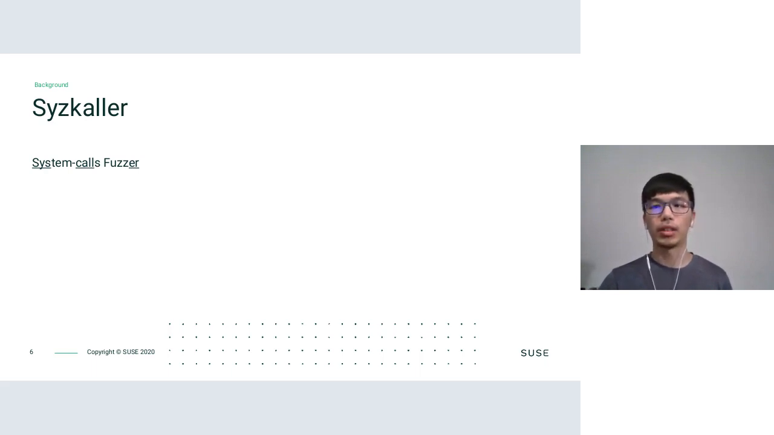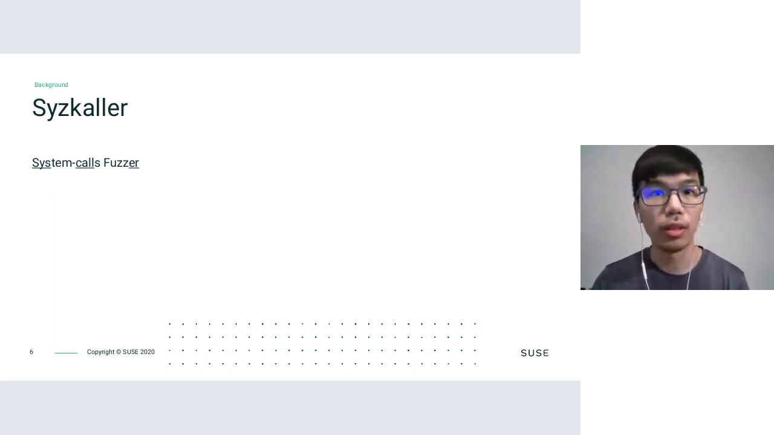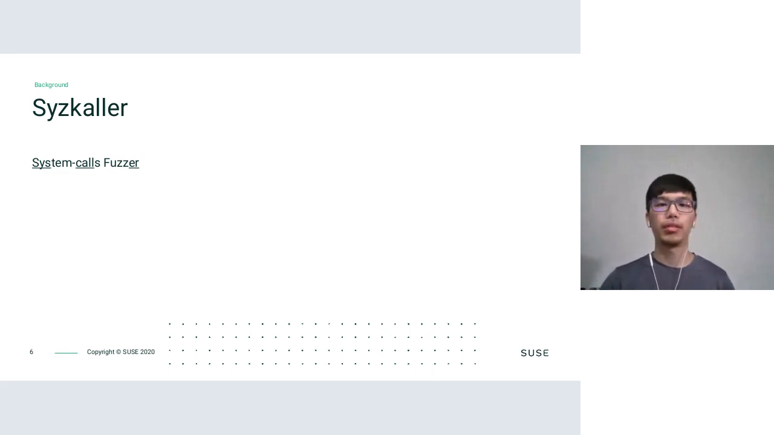Syzkaller is a system call fuzzer, so you can see where it gets the name. A system call fuzzer will try to find a combination of system calls that can help us discover bugs. What we do is we need to provide it with some system call interface, and it will then take it and try to create a pattern that triggers a specific bug.